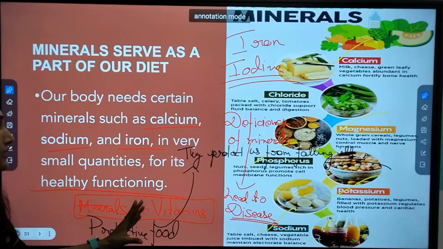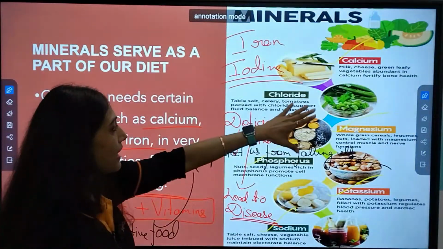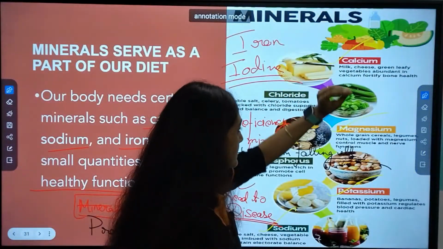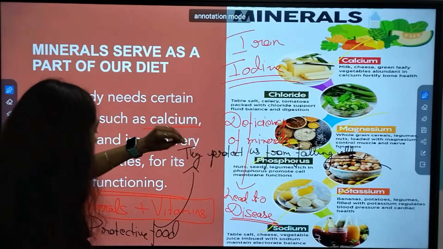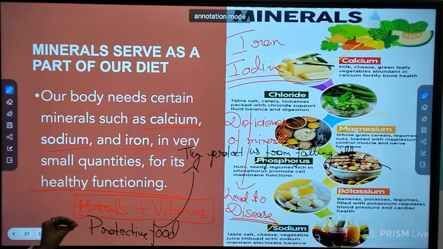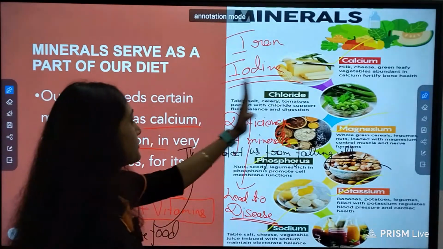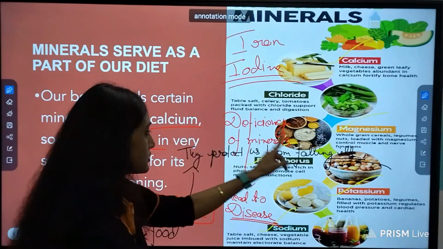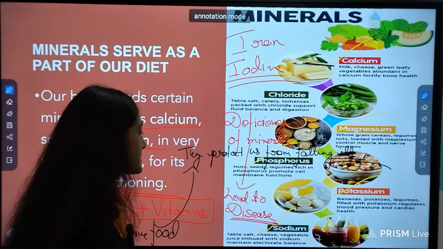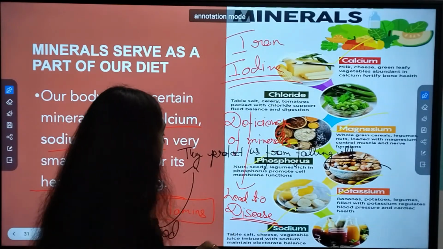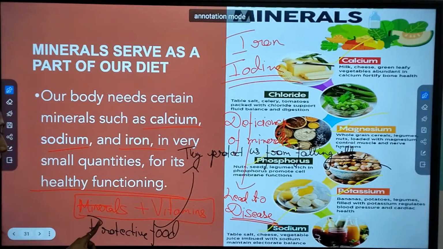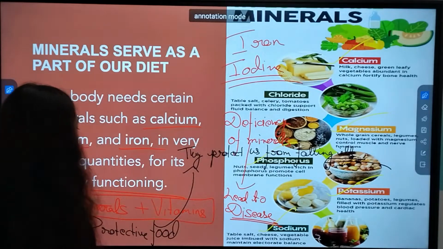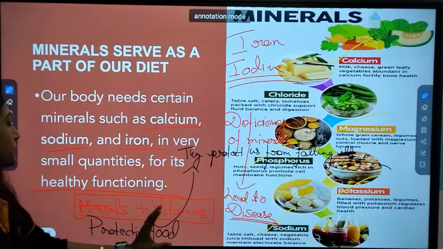They are both necessary. Okay, iron, calcium, chlorine, magnesium, phosphorus, potassium, sodium, iodine, everything is needed in small quantities for our body to function properly. If we don't take them, what will happen? Deficiency of minerals will occur, which will lead to diseases like goiter, anemia, etc. And that is why along with minerals also vitamins are included. Both are known as protective food.